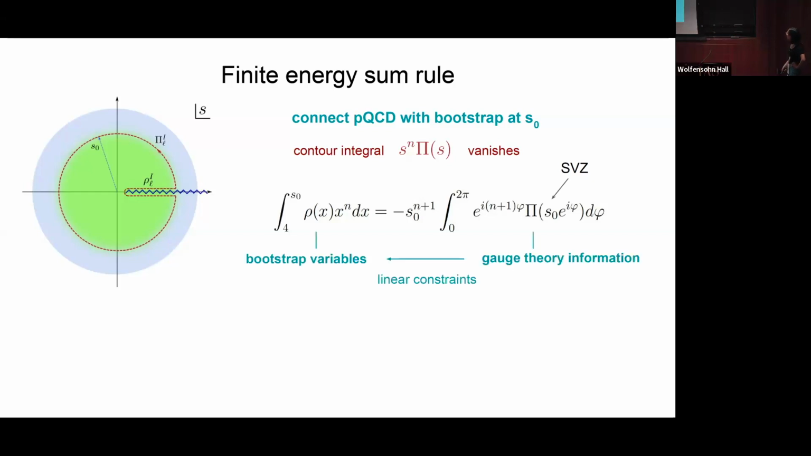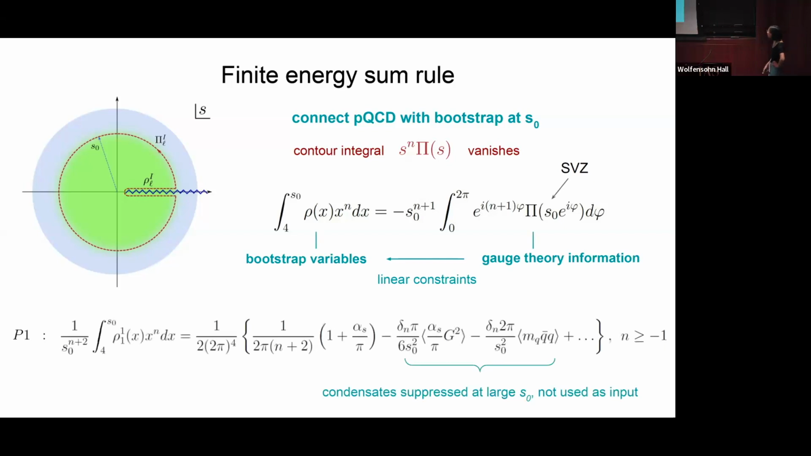So we see how the gauge theory information contained on the right-hand side becomes some linear constraints of the bootstrap variables. Again, take the example of vector current, we get the following finite energy sum rule. Notice that the condensates are suppressed at large S0, so we're not really using them as an input, which is good since we don't know how to compute them anyway.